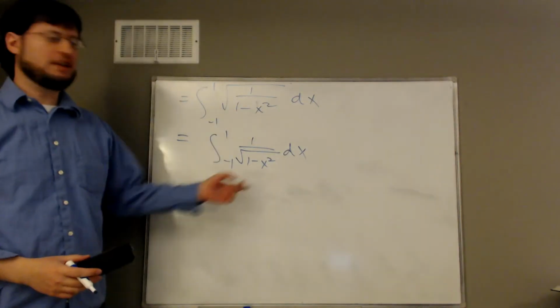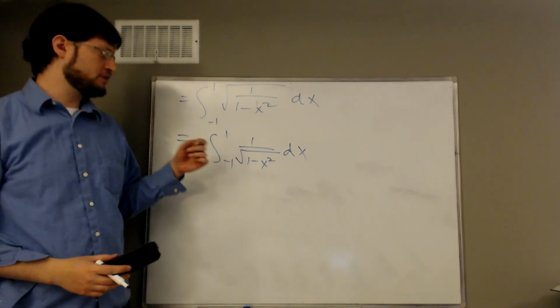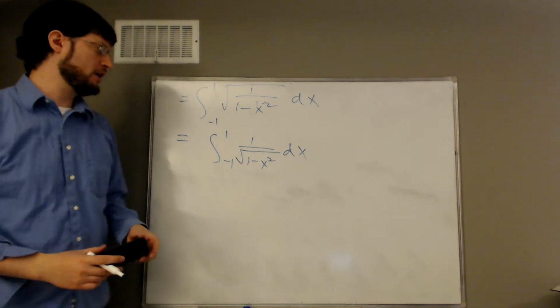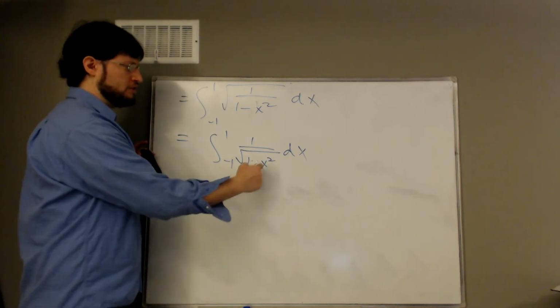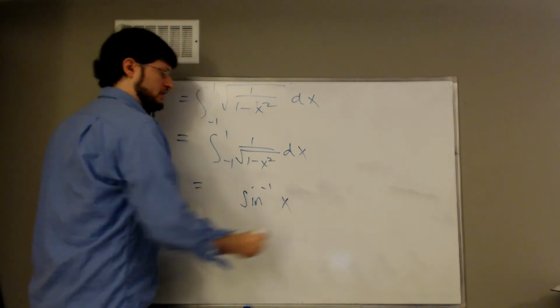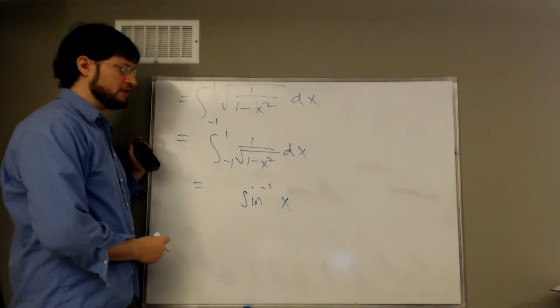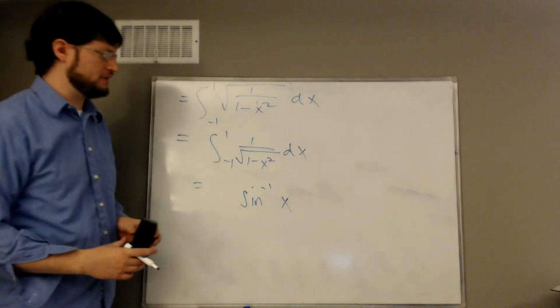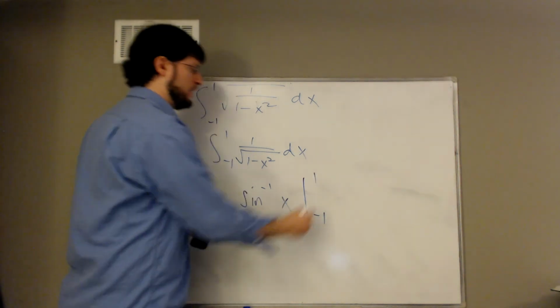Now this is something that we've seen before. We saw this in our trig substitutions. This is a sine substitution. The square root of 1 minus x squared is a sine substitution. As it turns out, I'm not going to go through the whole process, but we get sine inverse of x. So sine inverse of x is the antiderivative, which is good because we started with a circle, so getting some trig stuff is not that surprising, evaluated from minus 1 to 1.